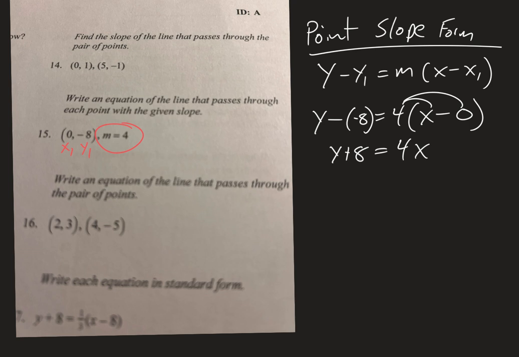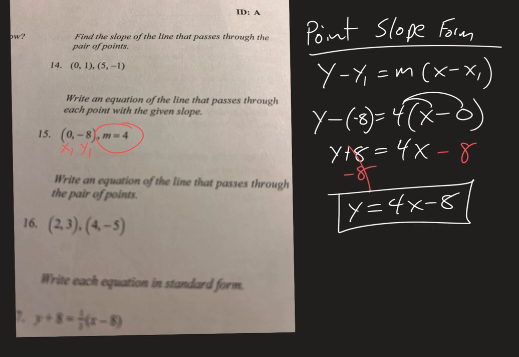Now, it doesn't say what form it has to be. It says write an equation of a line that passes through each point with the given slope. So technically, that is an answer, but it's going to be multiple choice. So what you might want to do is subtract 8 from both sides so that you can get it into, sorry, not point slope.